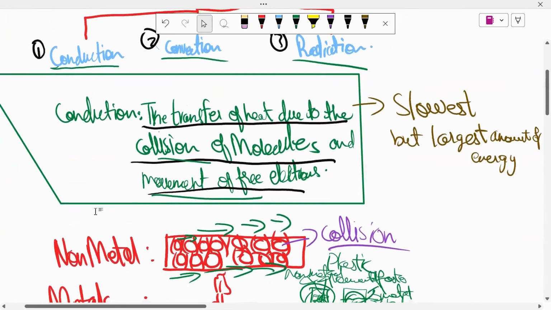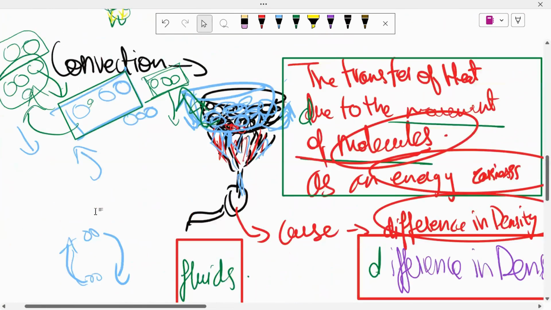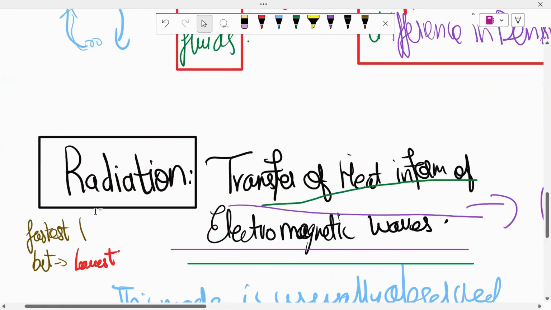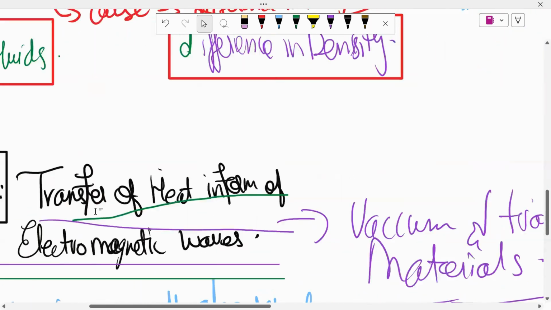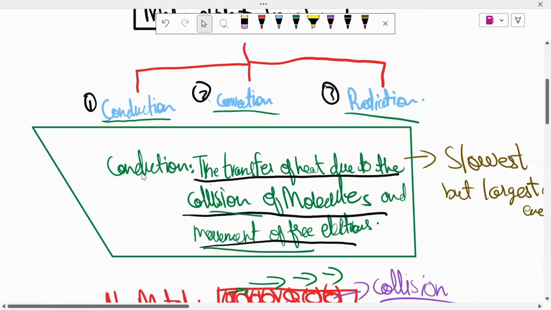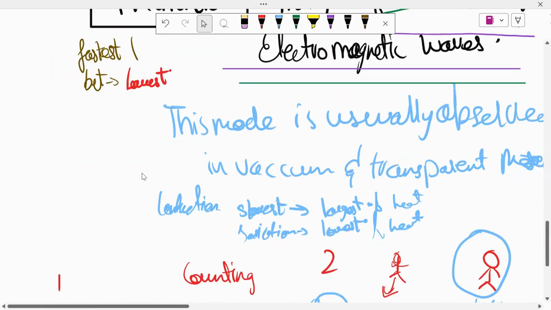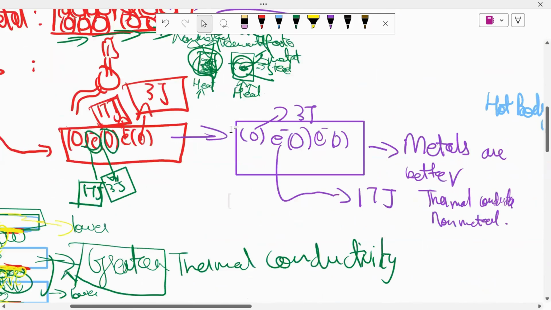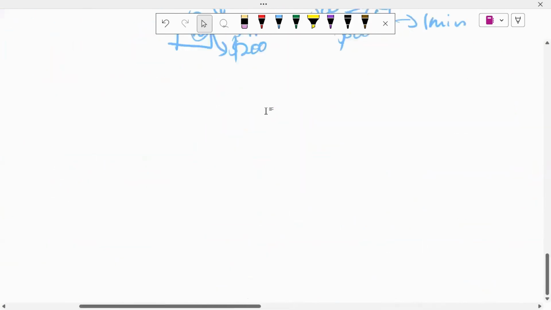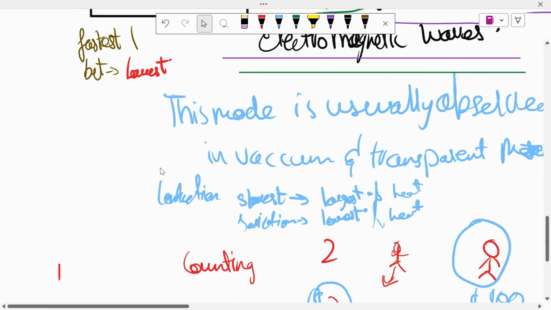Conduction is the transfer of heat due to the collision of molecules and movement of free electrons. Convection is the transfer of heat due to movement of molecules as energy carriers, and radiation is the transfer of heat in the form of electromagnetic waves. Conduction only happens in solids, convection only happens in fluids, and radiation happens in vacuum and transparent materials. That means it does not need a medium and can happen anywhere, but mostly we see it in vacuum and transparent material.